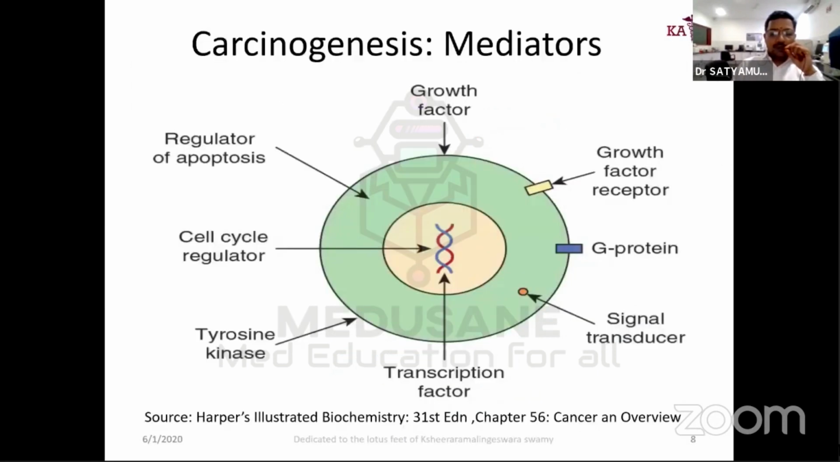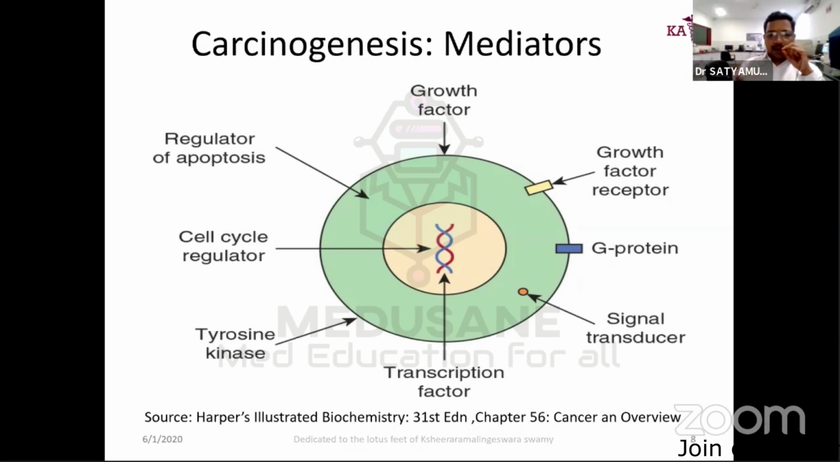Now we'll discuss in detail what is actually happening in carcinogenesis. The diagram I am showing you is from Harper, and it gives you the list of proteins or factors which help in carcinogenesis, like growth factor receptors, G proteins, signal transduction proteins, transcription factors, tyrosine kinases, cell cycle regulatory proteins, and apoptotic regulators.